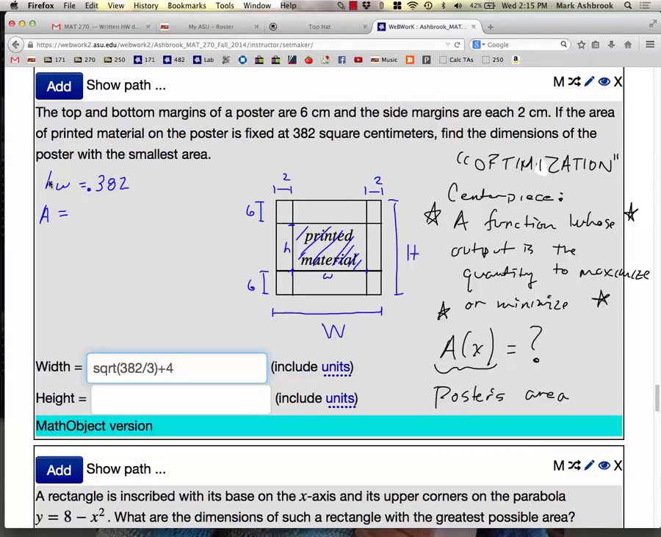But it's going to have to be in terms of these dimensions that we've said here, h and w. So what is going to be the area of the whole poster in terms of little h and little w? So what is big W? W plus 4, right? So the width is going to be the width of the printed material plus 2 here and plus 2 here. And what's going to be the height of the whole poster? Little h plus 12.